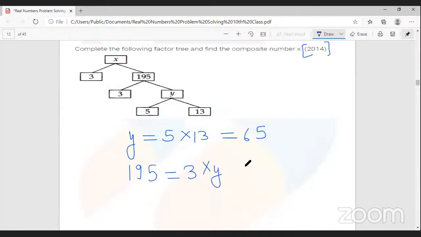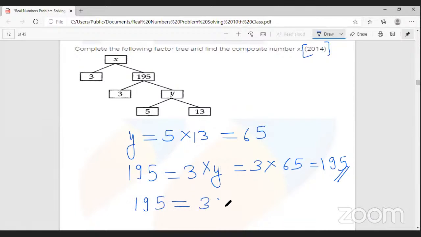3 into Y, just to check it. So 3 into 65 is correct. It is coming 195, which was given. So fine. Now, if I write X in terms of its factors, one more thing I can do here is express 195 in terms of 3 into 5 into 13.